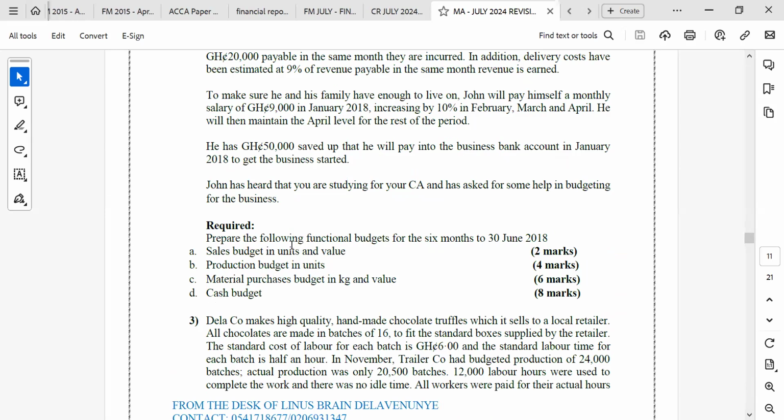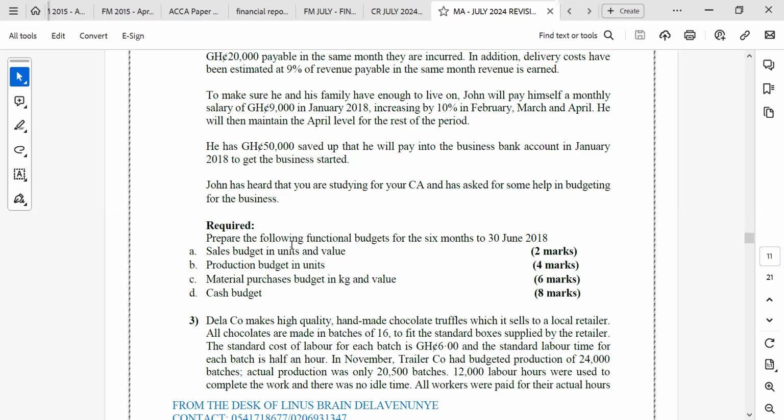The question is, how do we prepare our sales budget? We are going to do this for the first 6 months of the year, which is 2018, January to June. So we need to know the quantity that they are going to be selling in each of the months. That will be for units. Then we multiply the quantity by the selling price per the quantity. That will give us a sales budget in value.